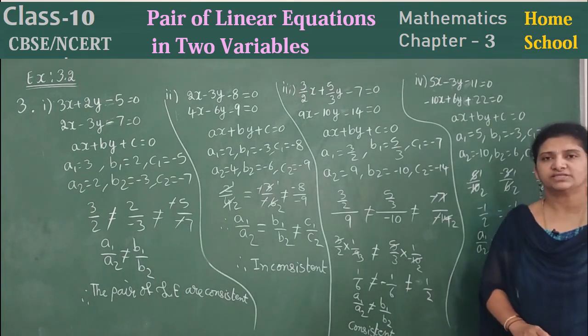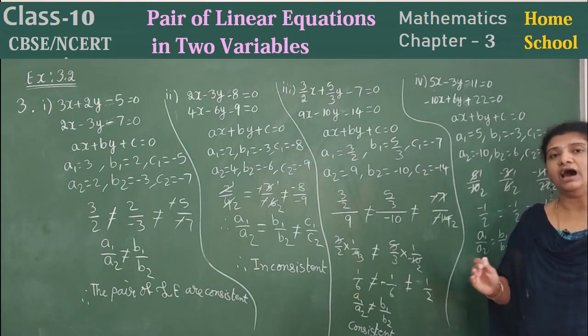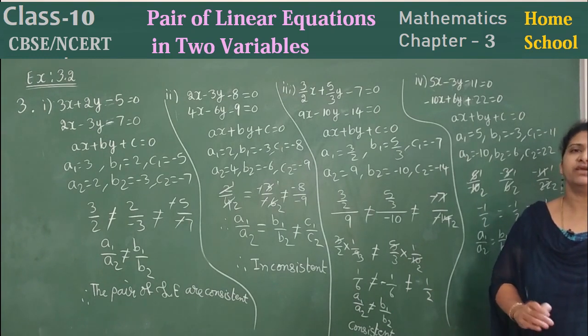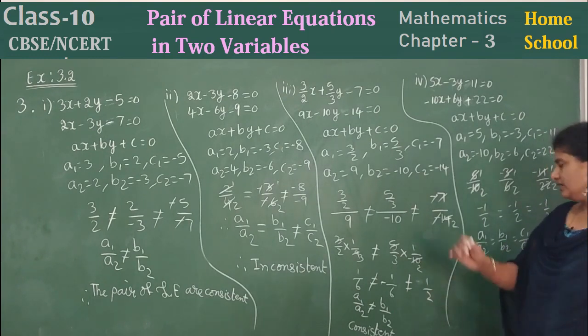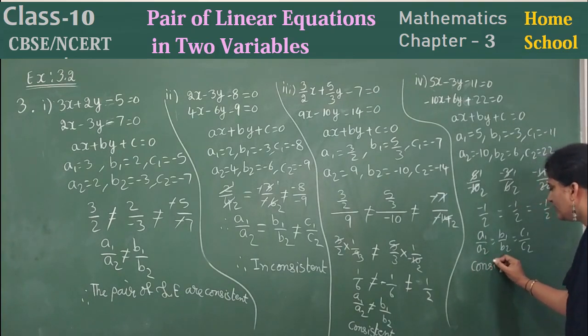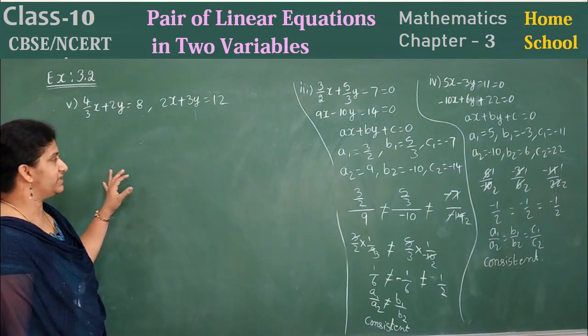So what you are going to say children? All the ratios are equal. Therefore, they are coinciding. If they are coinciding, they will be having many solutions. If they have many solutions, therefore, the two pair of linear equations are consistent. Okay, let's see the fifth problem in this main.